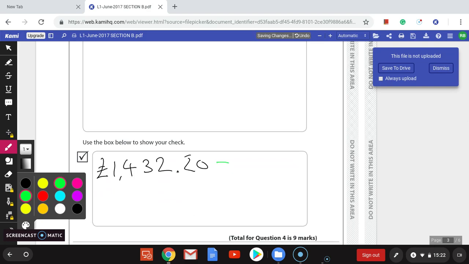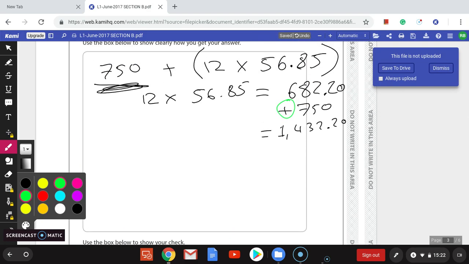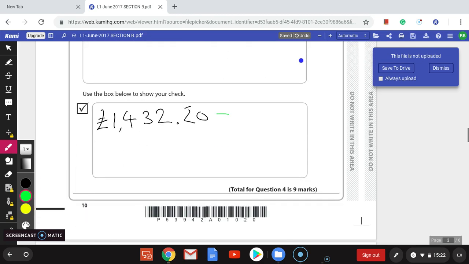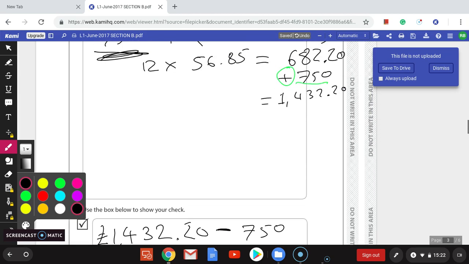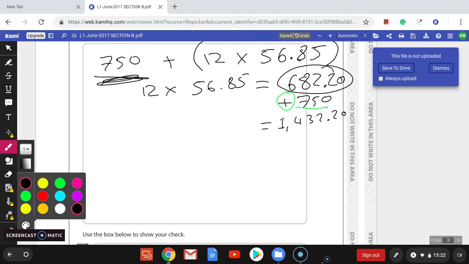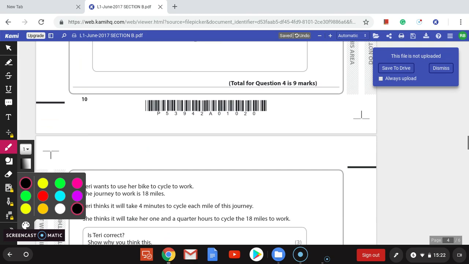And you're going to subtract, how much was it? We are going to subtract 750. And hopefully, use your calculator to check, you end up with £682.20, which is good because that's what we started with here. So that check showed you made no mistakes.